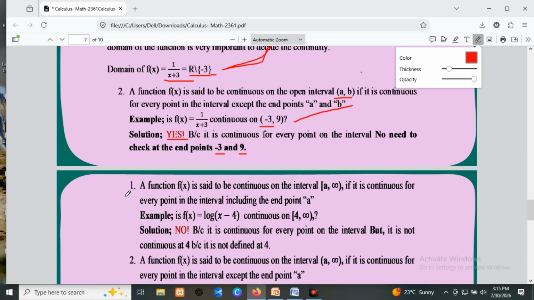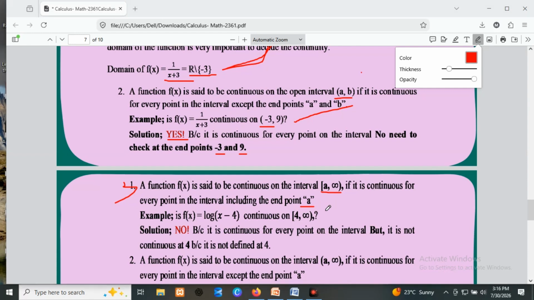Another example, the third definition. A function f of x is said to be continuous on the interval bounded below, in a sense, if it is continuous for every point in the interval, including the endpoint a. We must check whether the function is defined at the number a.